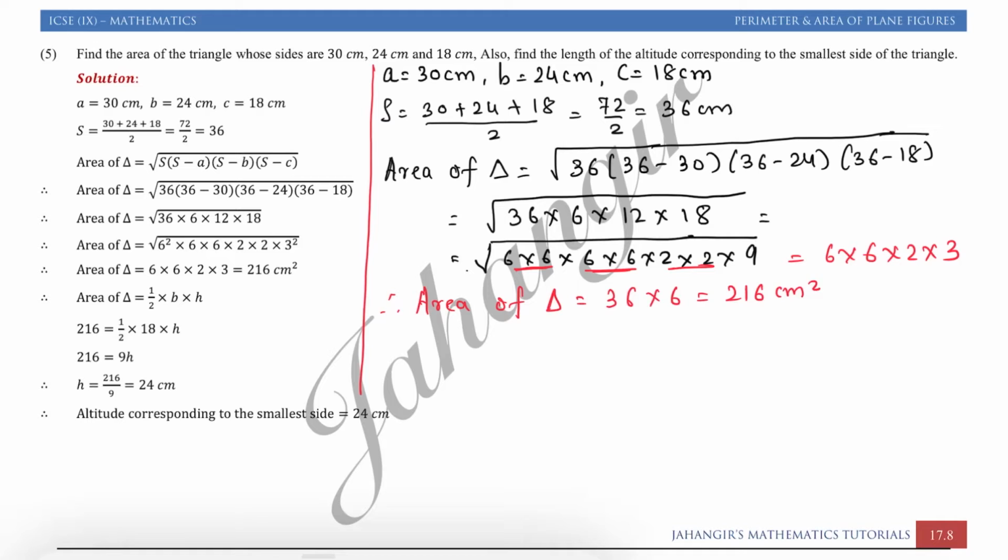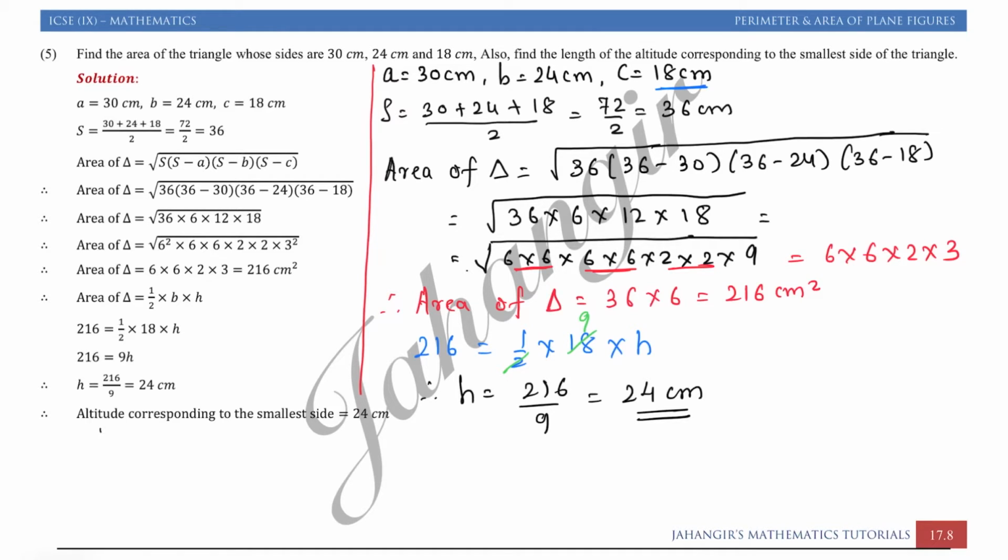Once you get the area, we can find the altitude corresponding to the smallest side. Here the smallest side represents 18 centimeter. So we can write the area is 216, that is equal to half into base 18 into height h. We can cancel out: 2 ones are 2, 2 nines are 18. So therefore h is equal to 216 upon 9, that is 24 centimeter.